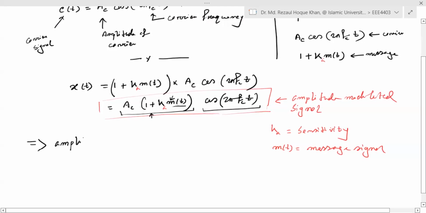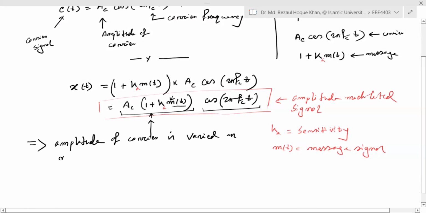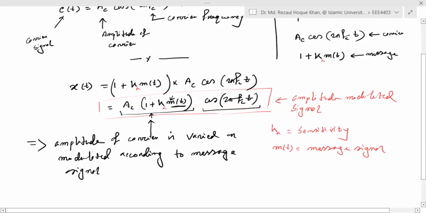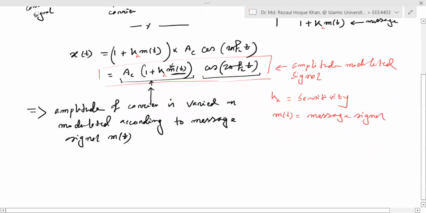So we can write, the amplitude of the carrier, which is actually this one, is varied, or we can say modulated, according to the message signal m(t), where m(t) is the time varying message signal, right?